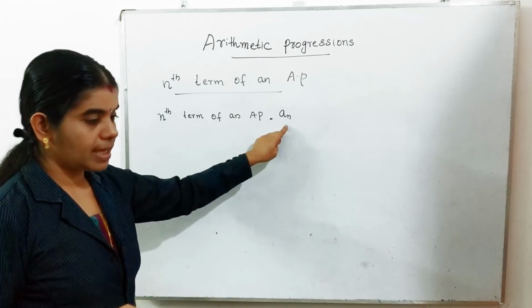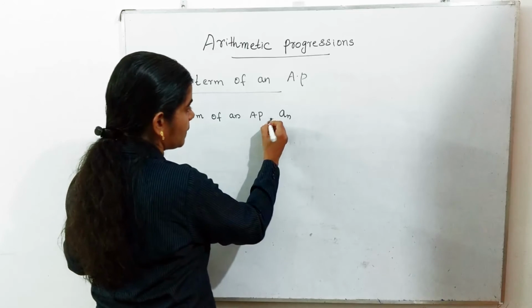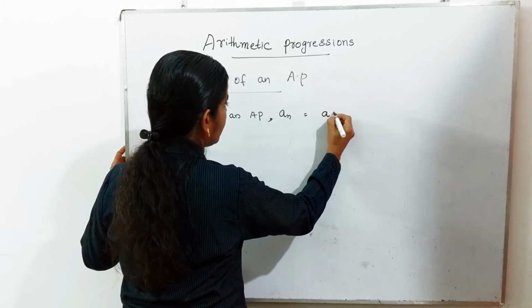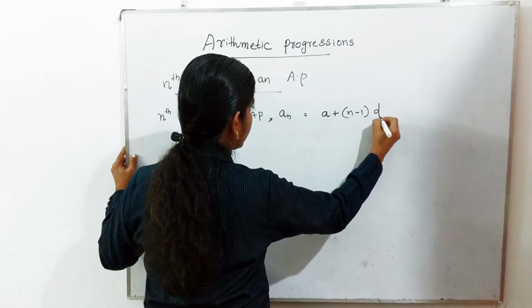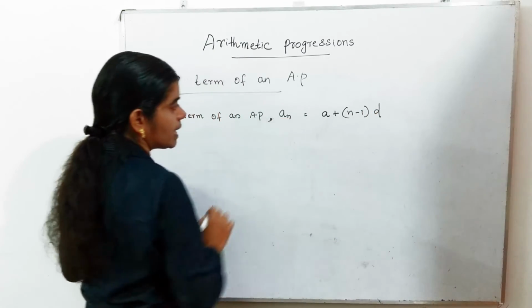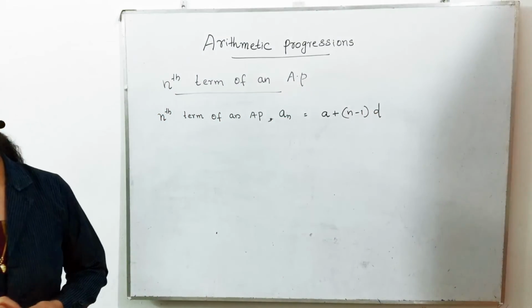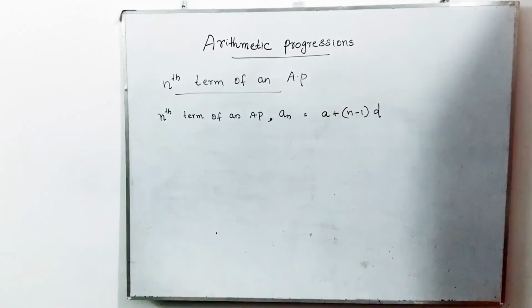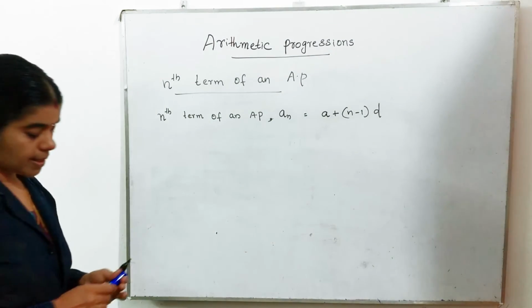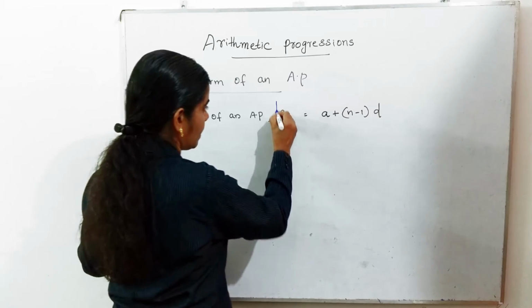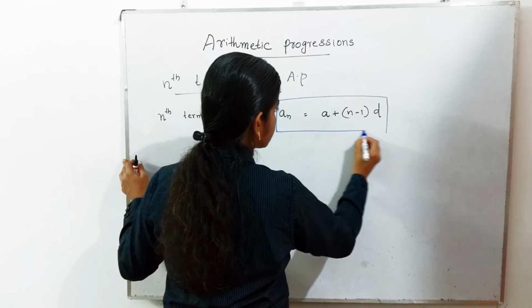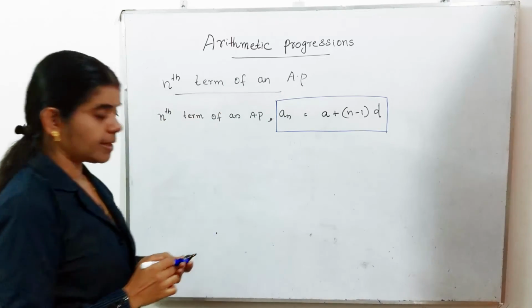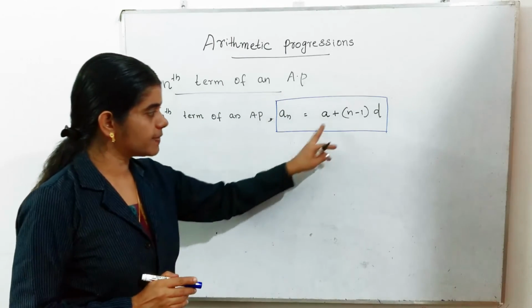Nth term of an AP, an is equal to a plus n minus 1 into D. This is an important one. An is equal to a plus n minus 1 into D. That will be the nth term of an AP. Here a will be the first term.